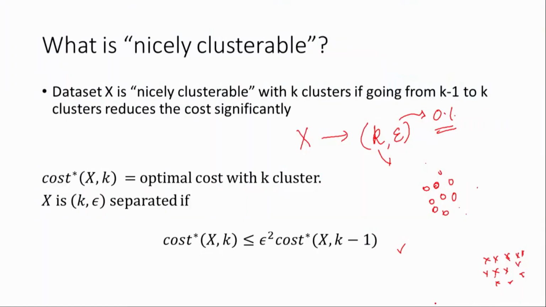What it says is that there is a small constant epsilon such that the cost of using k clusters is much, much smaller than the cost of using k minus 1 clusters. Think of k equal to 2 here. The cost of using two clusters is potentially much smaller than the cost of using one cluster. This is when we call the data set nicely clusterable. I'm just throwing you this definition. Under such circumstances, k-means really shines. It gives you a very good approximation.